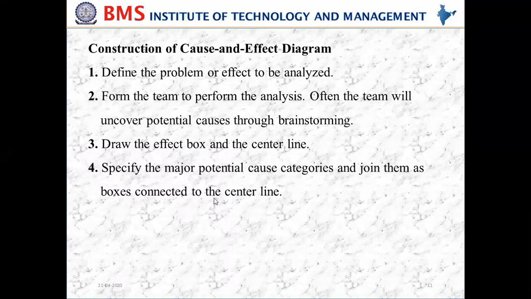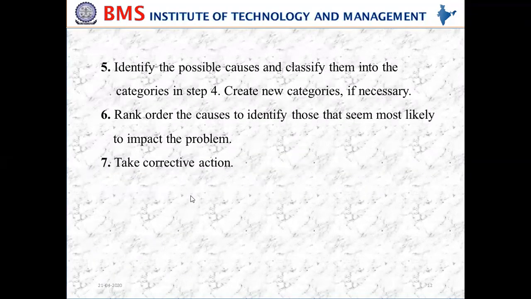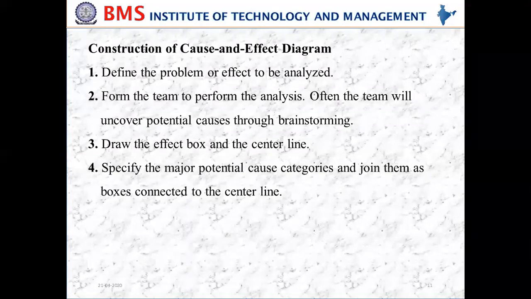And join them as boxes connected to the center line. So here, the fifth step is, of course, to specify the major potential cause categories. Generally there are 5 or 6 major categories: materials, man, methods, environment, and machines. All of these come under the major cause categories.